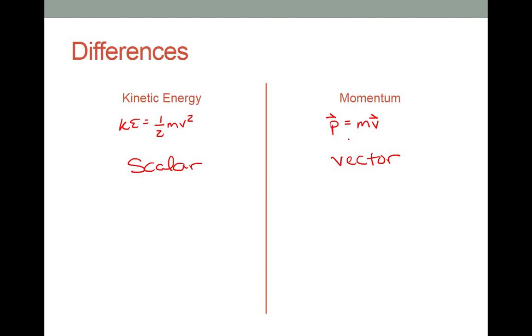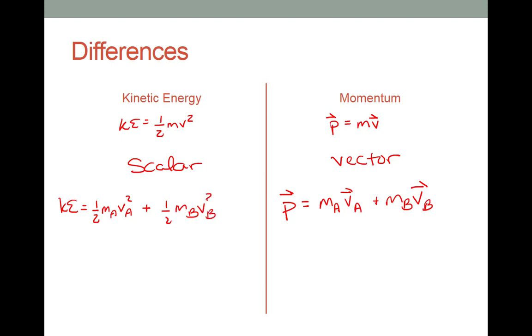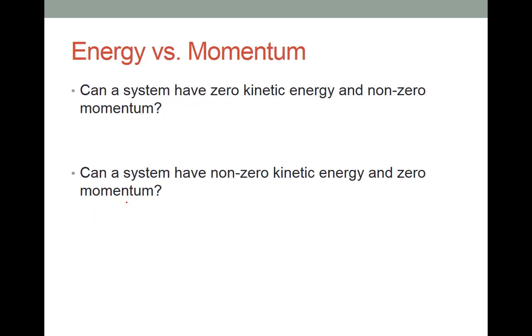Okay, now let's think about, what if I have multiple objects moving? So my momentum for multiple objects would look like mass of A, vA, plus mass of B, vB. And notice, you can see all the little arrows indicating they're vectors. My kinetic energy is going to be 1/2 mass of A, vA squared, plus 1/2 mass of B, vB squared. So now let's think about the interplay between these two, and ask a couple of questions.